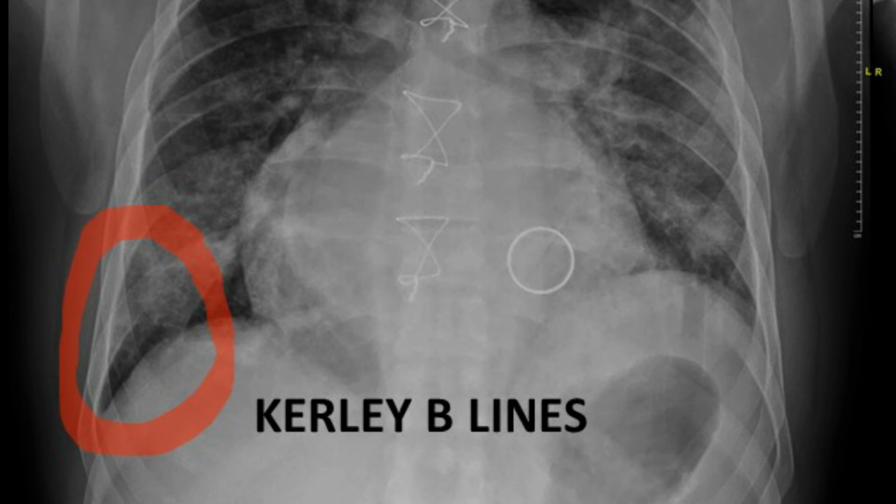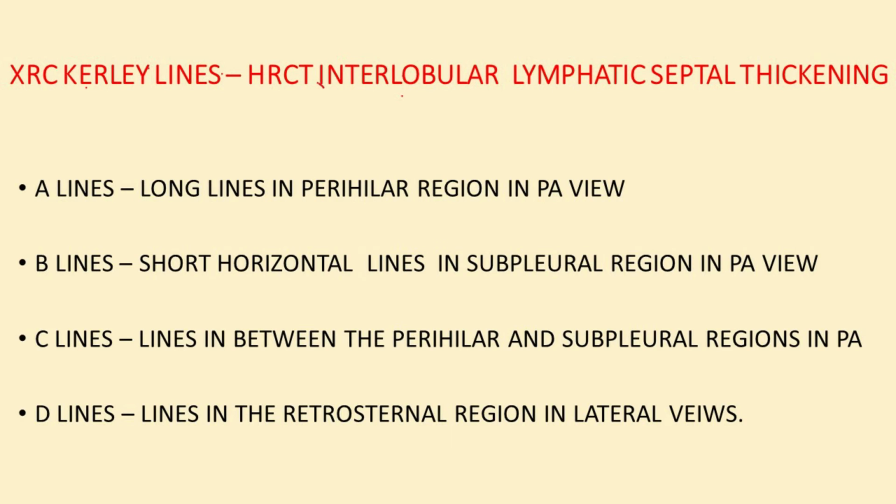The Kerley C lines in the X-ray chest are the interlobular septal thickening in between the peribronchovascular sheath and the pleural space. On HRCT, it is classically seen along the fissures with septal thickening. And lastly, the Kerley D lines are the lines seen in the lateral X-ray chest in the retrosternal air-filled lungs.